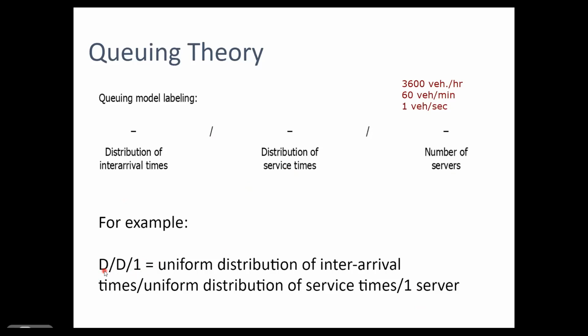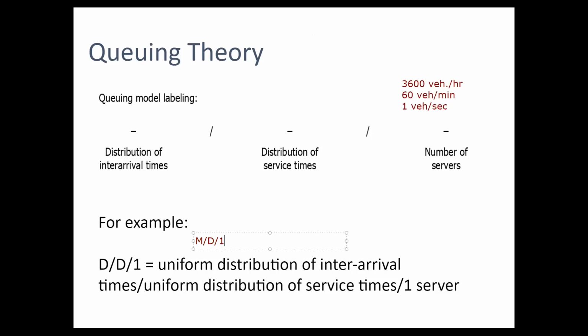Now, if I said the queue discipline that you have going on is M/D/1, what does that tell you? That tells you that your arrivals are distributed stochastically. You have an exponential distribution for arrivals.